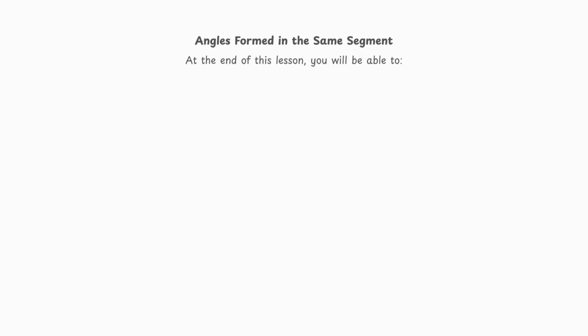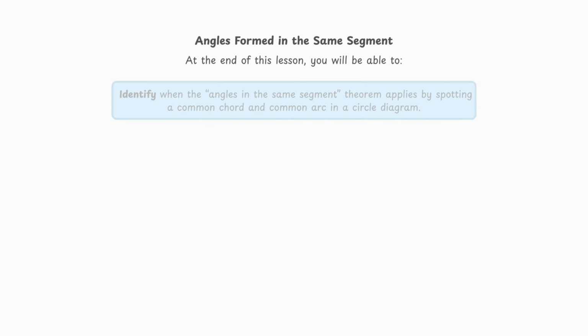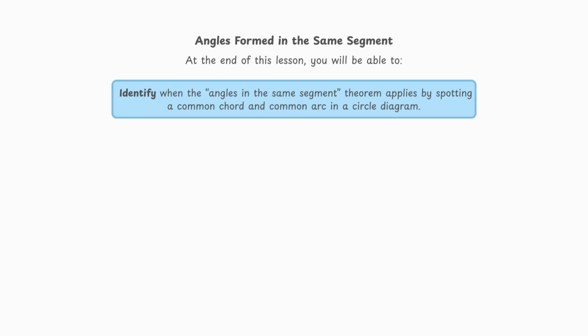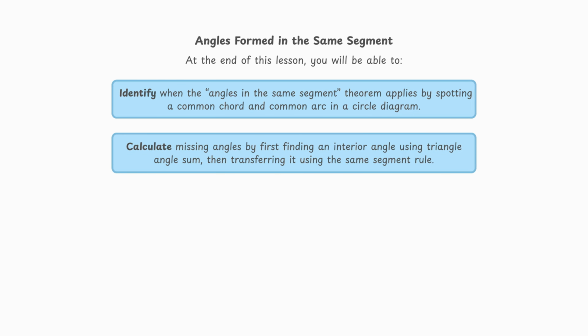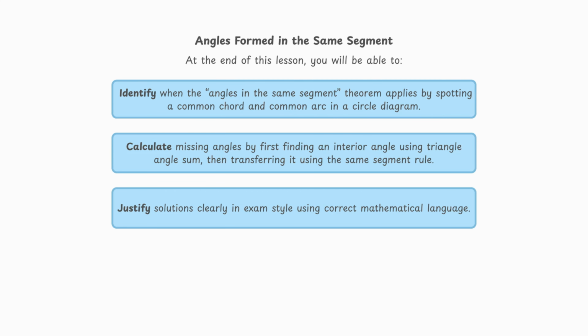By the time you finish this video, you will be able to identify when the angles in the same segment theorem applies by spotting a common chord and common arc in a circle diagram. Calculate missing angles by first finding an interior angle using triangle angle sum, then transferring it using the same segment rule. And justify your solutions clearly in exam style using correct mathematical language.